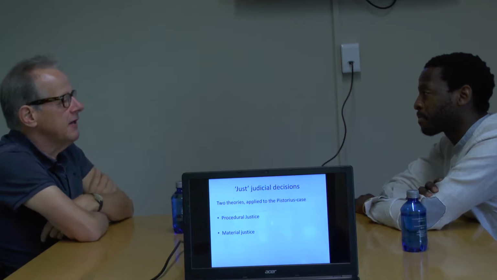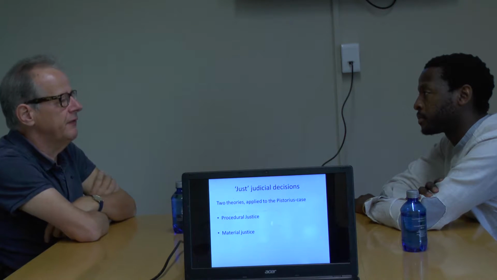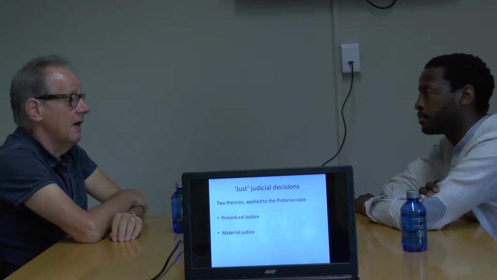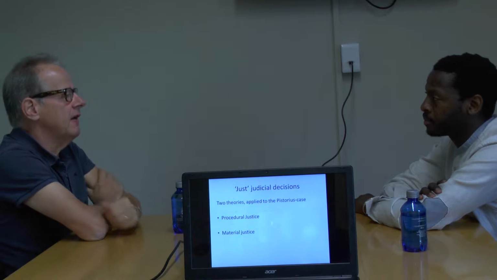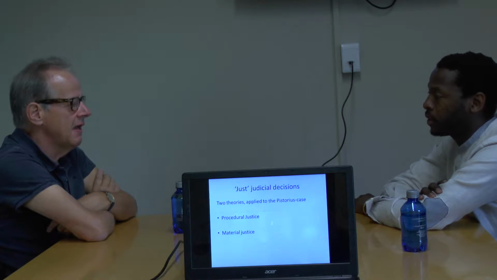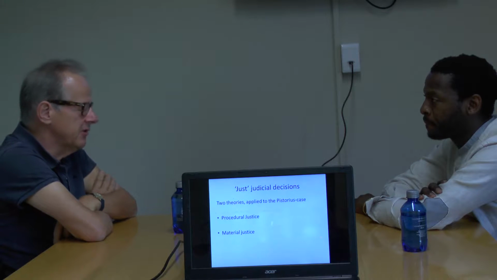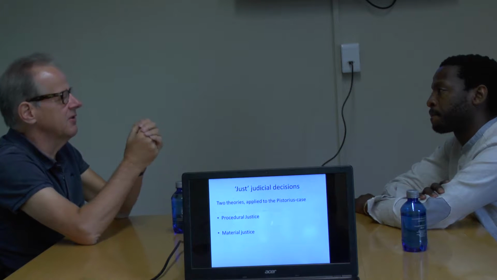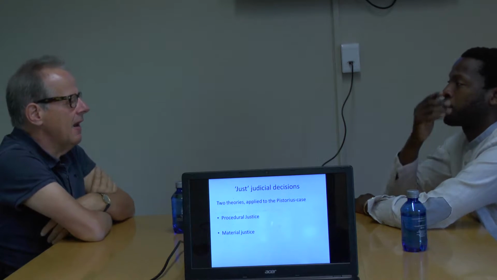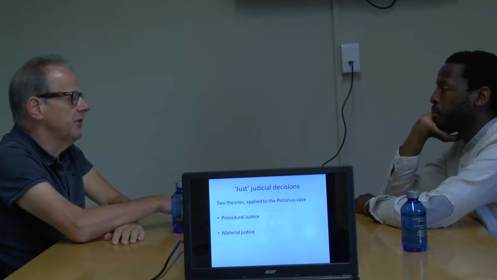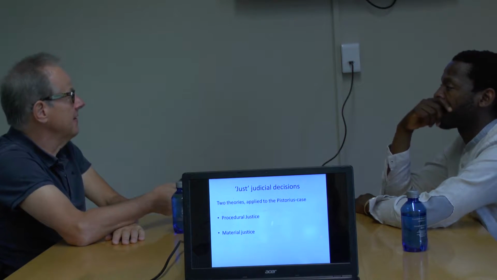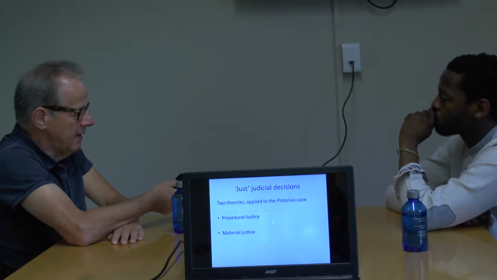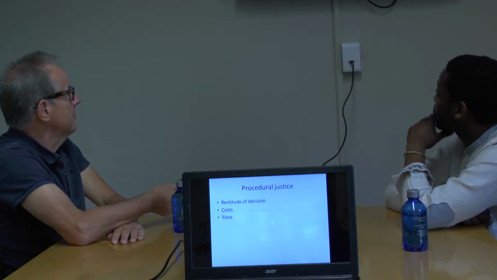Yes, I think it's good that the students realize we have two kinds of theories of when a judicial decision is just. We concentrate today, I think, on the Pistorius case, and I want to look at it from a procedural angle. We have two theories in law: procedural justice and material justice. And I like to focus from a sociological point of view on the procedural aspects, and when you can say that this procedure in the Pistorius case is just.